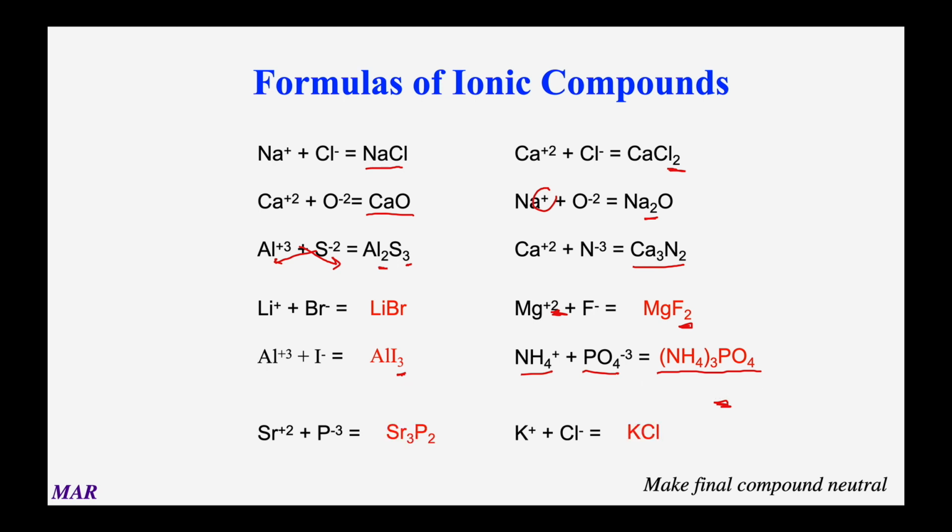And then the last ones, strontium and phosphide, come together as Sr3P2. K and Cl come together as KCl. And again, the goal here, make them neutral. All right, use parentheses only when there's more than one polyatomic. Don't use parentheses for anything else.